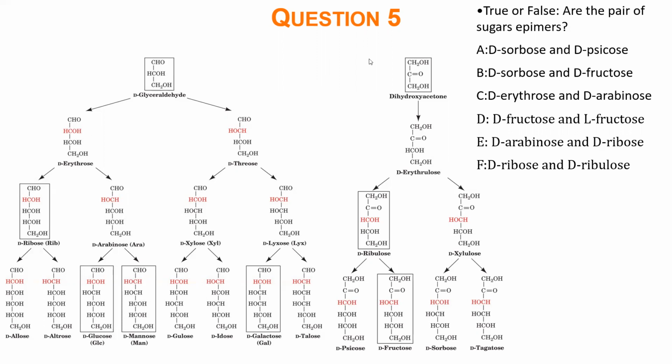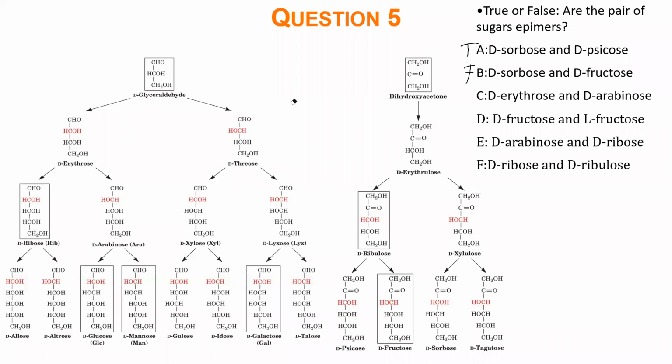Let's take a look at these. So sorbose and psicose. Sorbose is right here, psicose is right here, and they only differ in this carbon. So that is true. They are epimers. How about sorbose and fructose then? Sorbose and fructose are right next to each other. They differ at this carbon and this carbon. So that's more than one. They're not epimers.